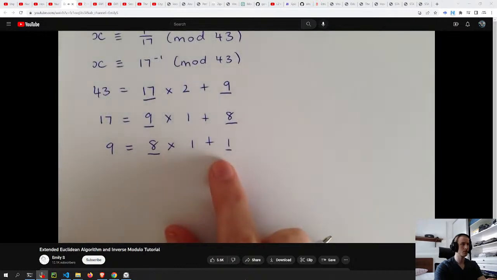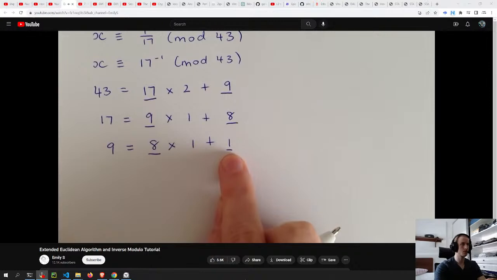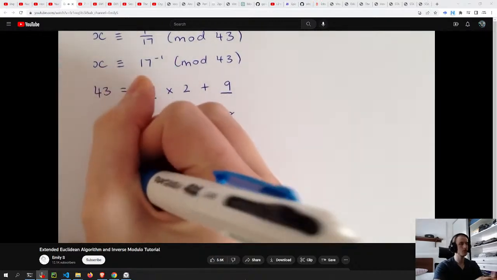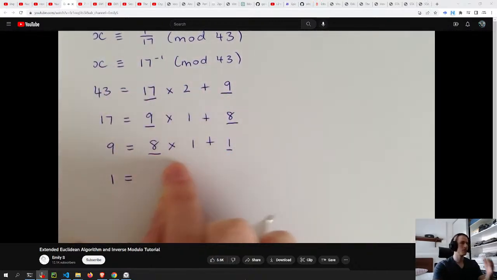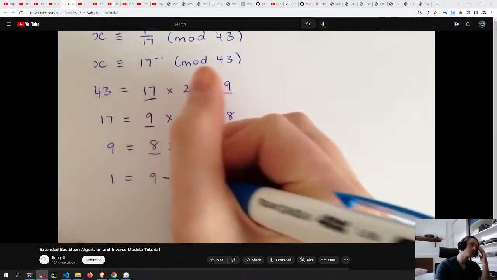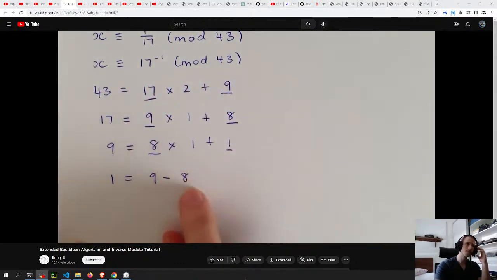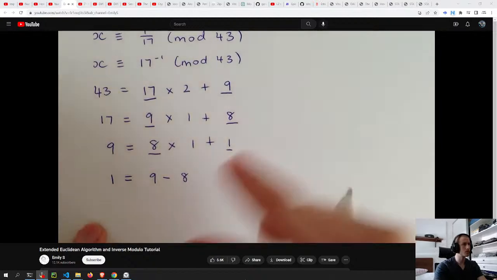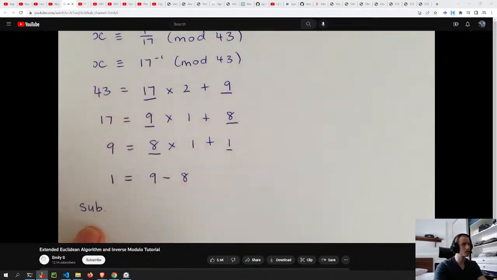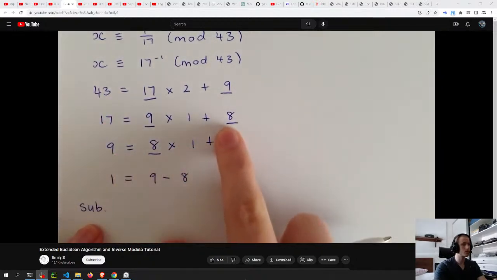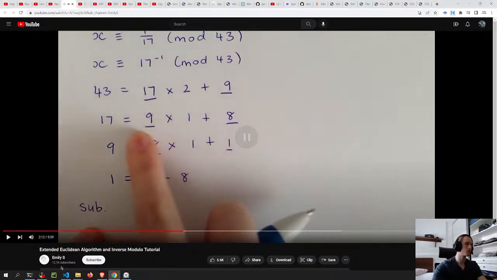Now we want to move on to the extended Euclidean algorithm. To do that, we want to write this equation here in terms of 1. So we want 1 equals, and to get that on its own, we just take this 8 times 1 over the other side. So we get 9 minus 8, and the times 1 we can just leave off. Okay, now we want to sub in. We've already worked with this equation, so we want to work back up the Euclidean algorithm.